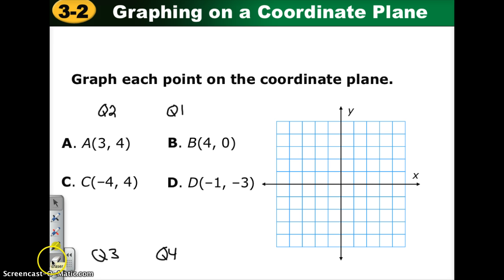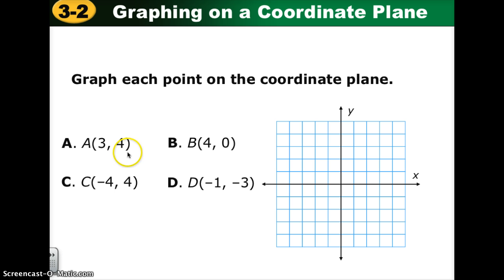Now let's look at this from a different perspective. Let's go ahead and take our points and put them on a graph. So if I want to graph the point 3, 4, I start at 0, 0. I move 1, 2, 3 to the right, and move 1, 2, 3, 4 up, and that's where my point is located. Let's clear off our work. Okay, if I wanted to get point B on there, I would move 4 to the right from 0, 1, 2, 3, 4, and then I don't go up or down at all, so I would stop on the line for B.